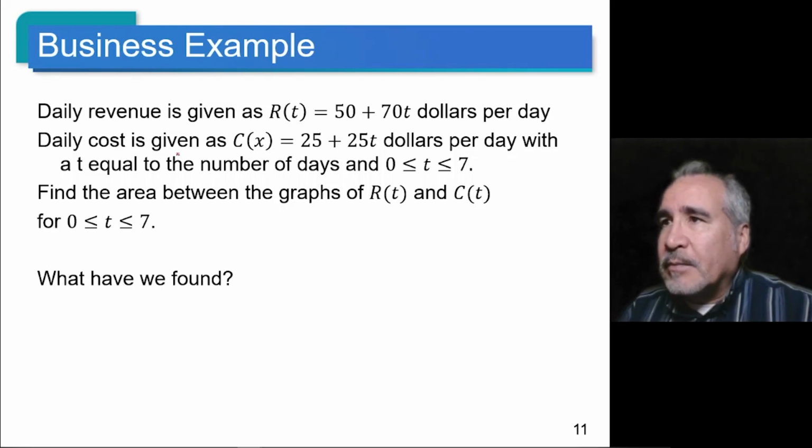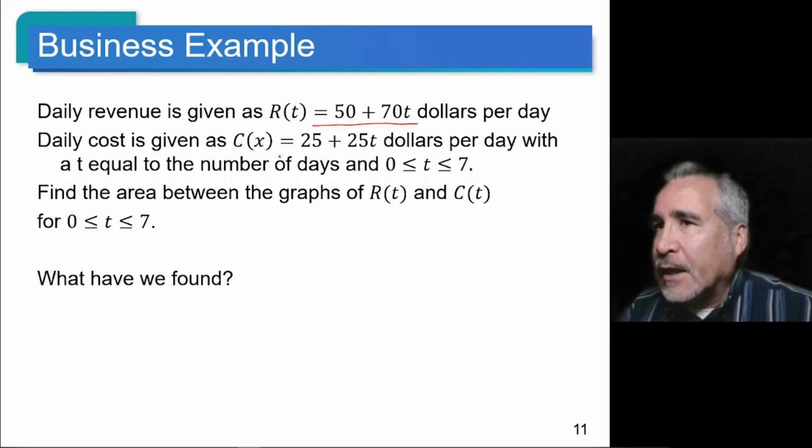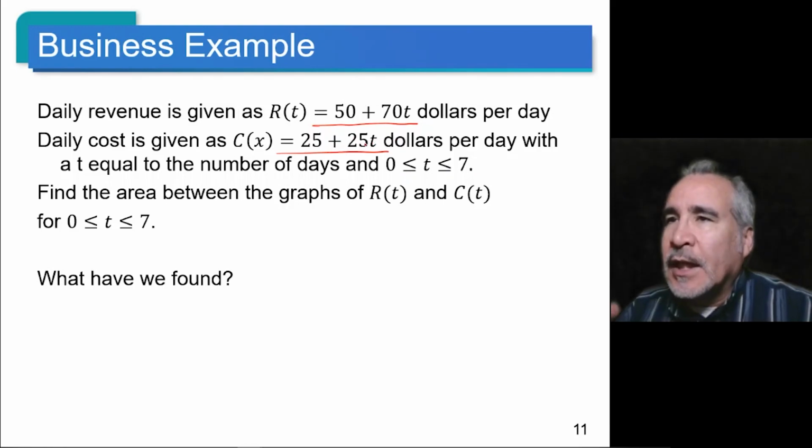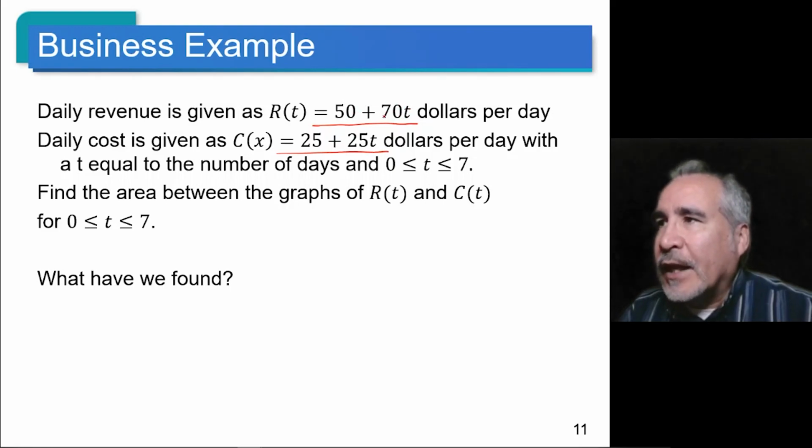So we've got a business operation here, and we were told that we've got daily revenue, which is given here, and daily cost, which is given here, where the variable t is equal to the number of days, and t goes between 0 and 7. Depending upon which day of the week, if we plugged in 7, it gives us the revenue on that day.